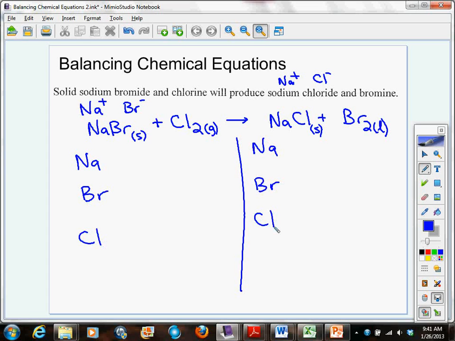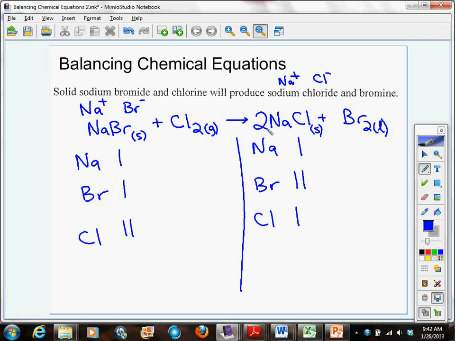So we have our chlorine. And we start with, hey, on this side, 1 sodium, 1 bromine, 2 chlorines. On this side, 1 sodium, 1 chlorine, and 2 bromines. So what do we need to do to get this worked out? Well, 2 chlorines on the reactant side, I need 2 chlorines on the product side.